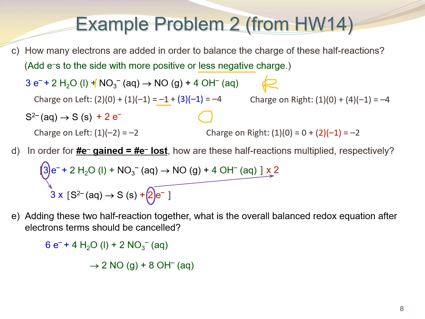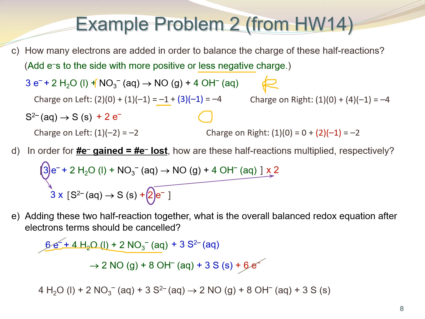Multiply by 2: 6 electrons, 4 water, and 2 nitrates. So that's what we have here. And 3 sulfides. I'm sorry, so the products are 2 nitrogen monoxide and 8 hydroxide. This is what we got here as a product. For the second half reaction, we got 3 sulfide as a reactant and 3 sulfur and 6 electrons as products. The 6 electrons cancel, and we find that there's nothing else for us to cancel, so we just simply copy the rest down. And that is the overall redox reaction.